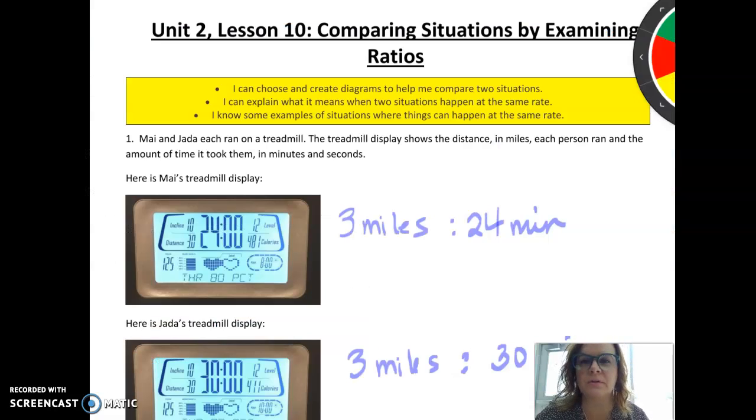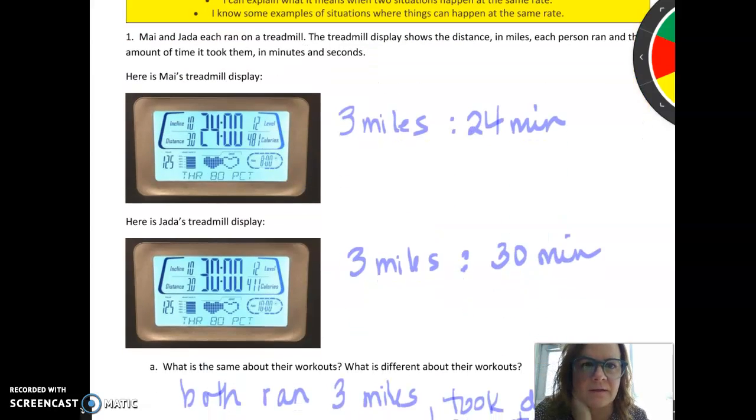I'm going to talk through lesson 10. There are some challenging problems in this lesson, so I'm excited that you are watching this, so good job. Here we go. In lesson 10, we are comparing situations by really analyzing the ratios.